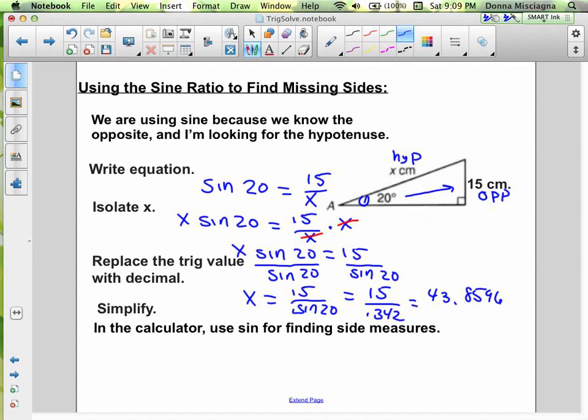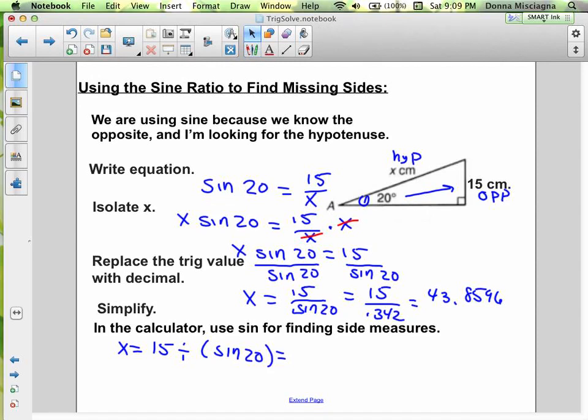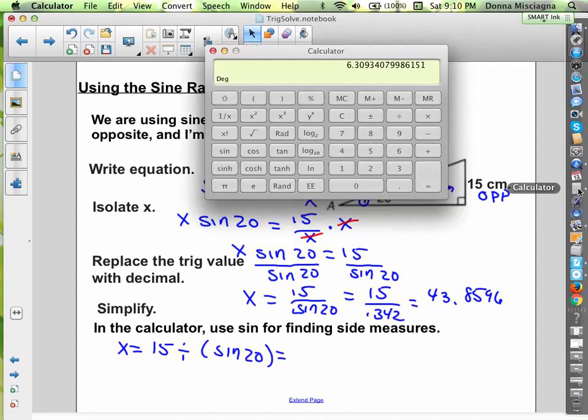In the calculator, I'm going to have to do it a little bit backwards. So x is going to be equal to 15 divided by, and I'm going to need parentheses to type in sine 20. If you're using a calculator that works forwards, you won't need those parentheses. There are calculators that work backwards, though. Some of the Casios work backwards. And that's okay. It's just how you have to plug the values in that is backwards.